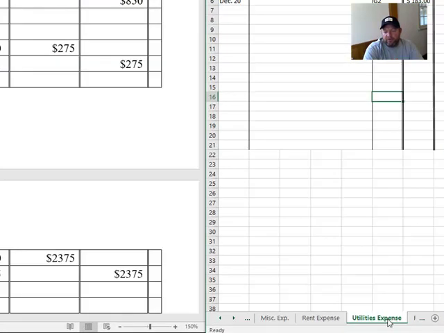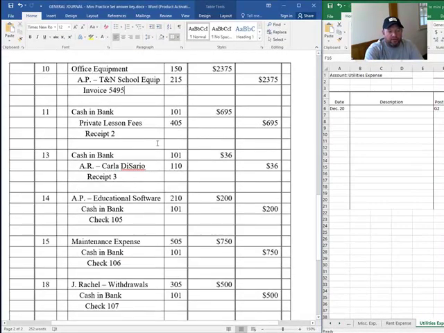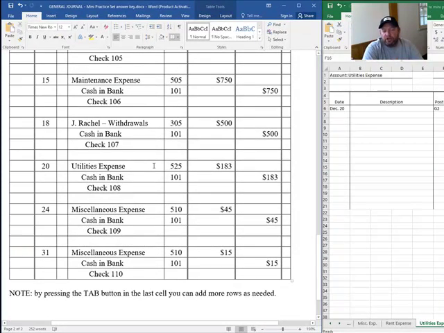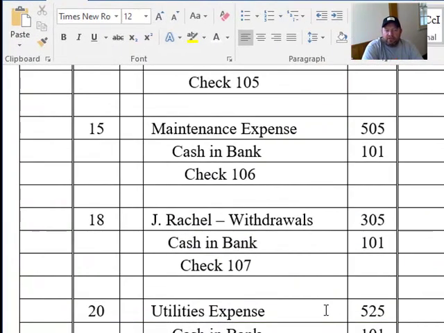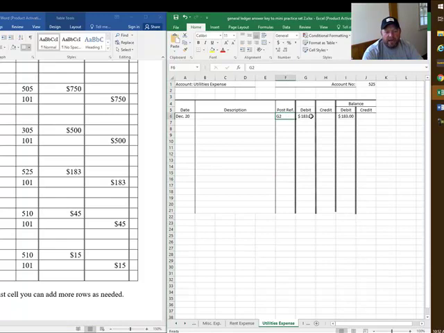And I believe our next account is utilities expense, and this occurs on the 20th. Again, we talk about paying our utility bills, water, electric, gas. Sometimes a phone might come into that. Just different utilities that operate your physical location. So December the 20th comes from page 2 of the general journal. We have a debit of $183 and a normal balance side of $183. So at the end of the period, we have a balance of $183 for our utilities.